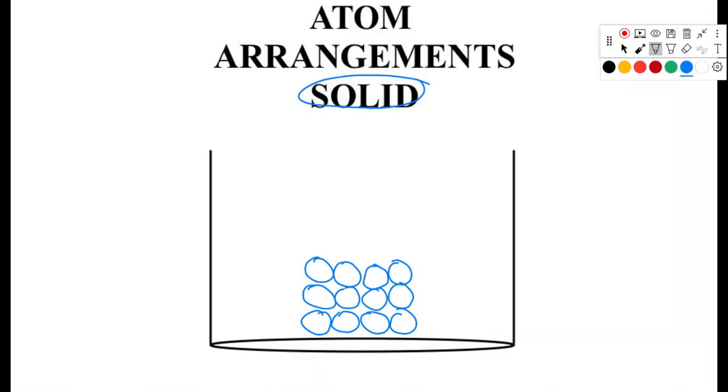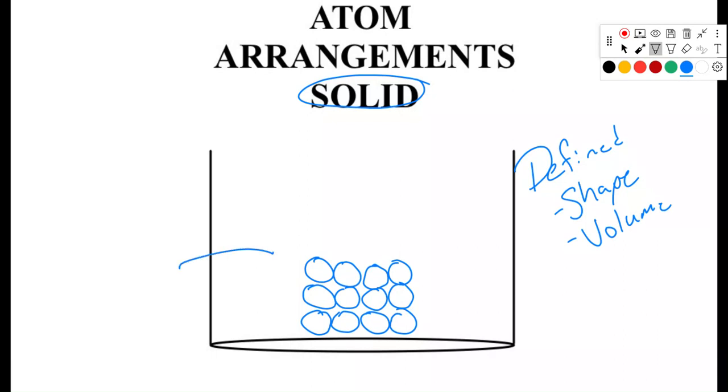We can say it has a defined shape. If you look at something like a block, it's defined. We could measure it. And if we have a defined shape, we also can have a defined volume. We literally could measure every side of that and calculate it. We also like to say there is a lot of order here.